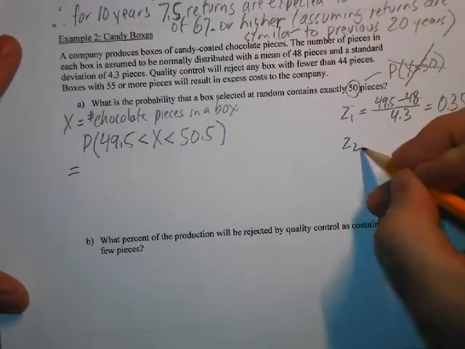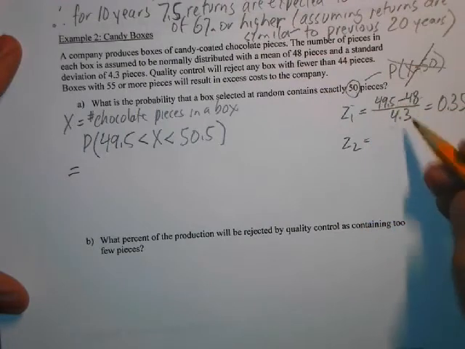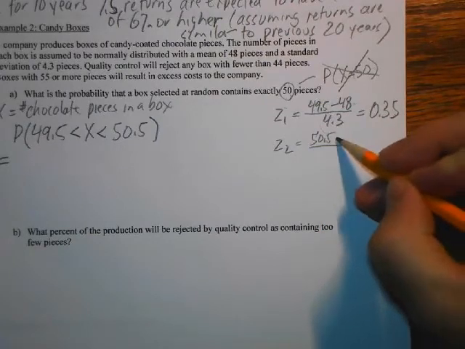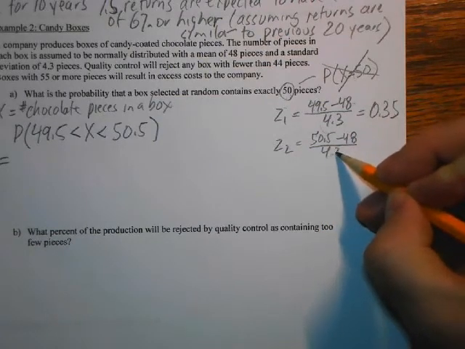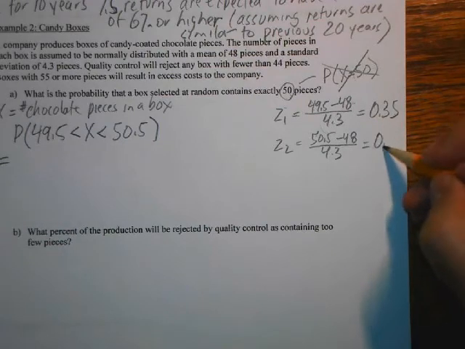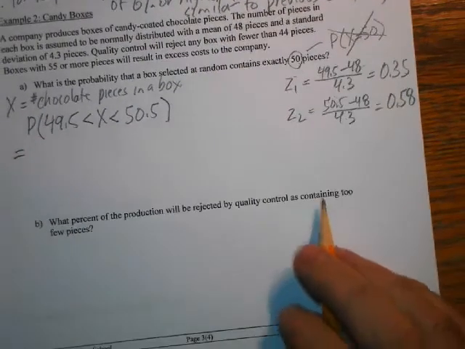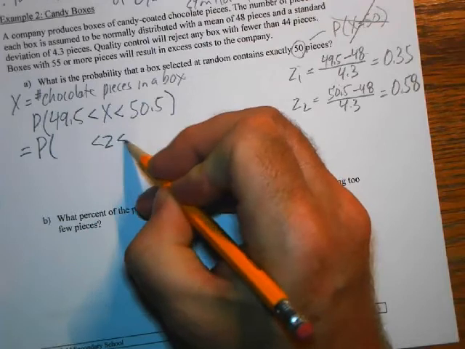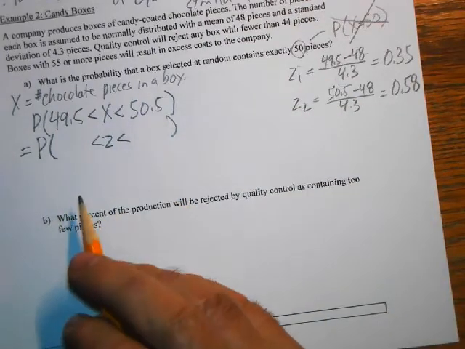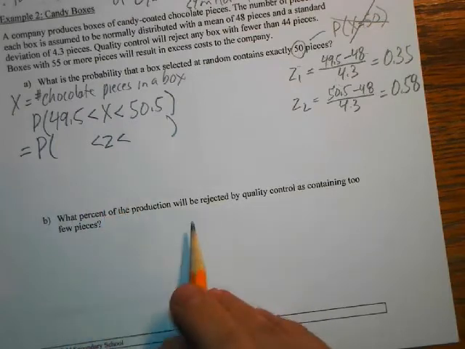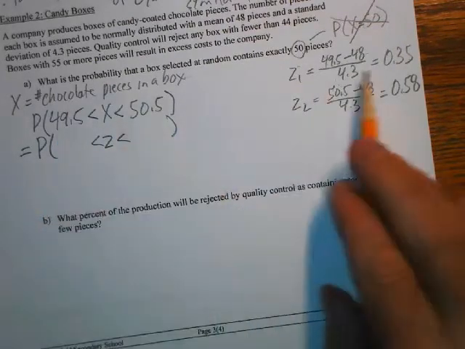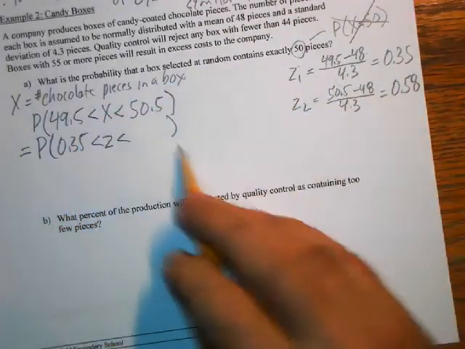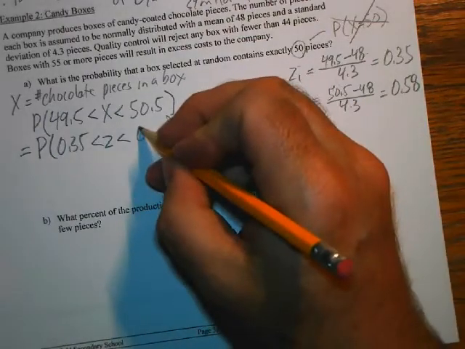Then we'll do the second z-score for the 50.5. So all we do is we change the 49.5 into a 50.5. The rest of it stays the same, and we get 0.58. Okay, and now we go back here and we just change this into a z-score probability. We have an upper and a lower end, but we've done those before. So the 49.5 was the top one, so that's a 0.35, and the 50.5 has a z-score of 0.58.